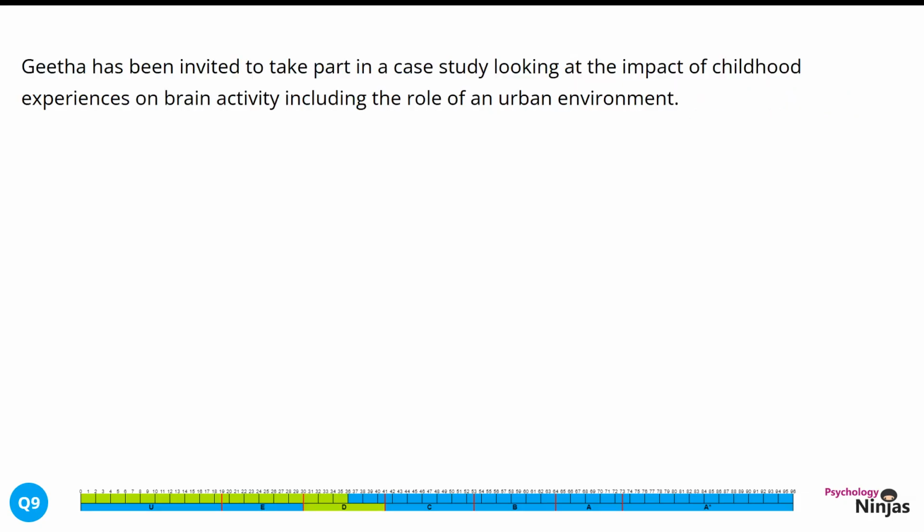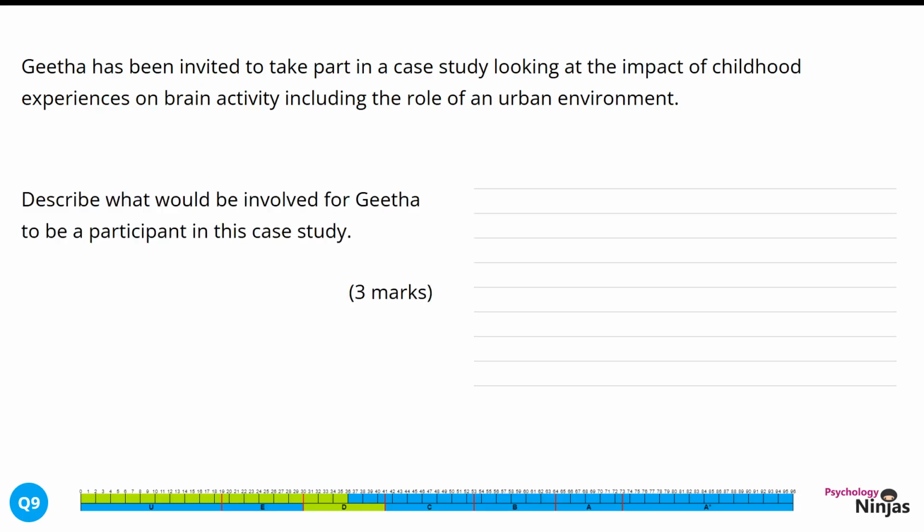Geetha has been invited to take part in a case study looking at the impact of childhood experiences on brain activity, including the role of an urban environment. Describe what would be involved for Geetha to be a participant in this case study. 3 marks. Here we have the command word describe, which means we need to give an extension or development to our discussion to take it from a state into a describe point.